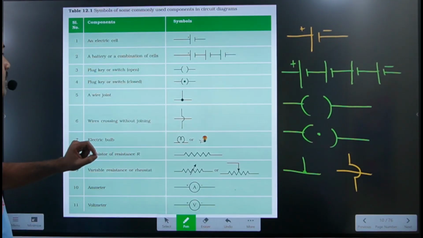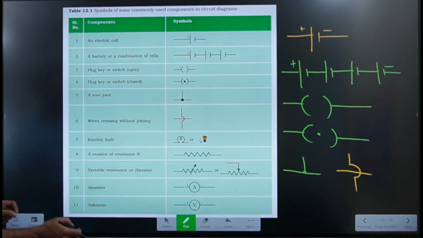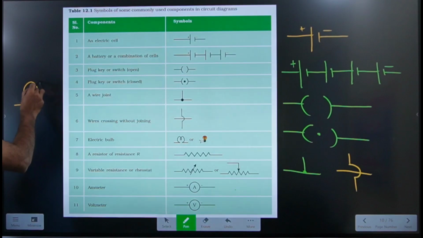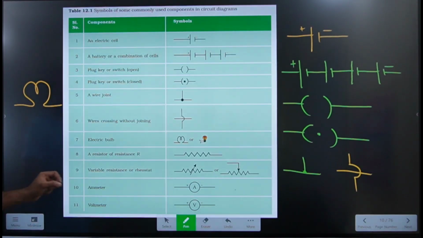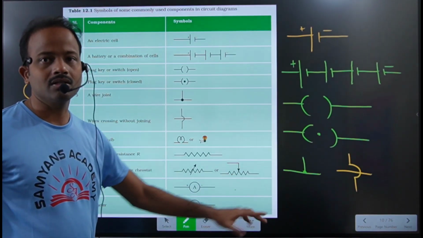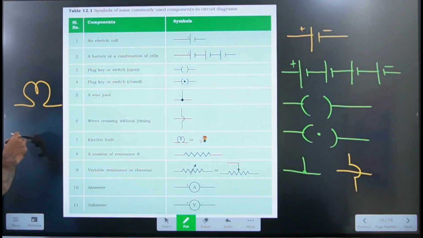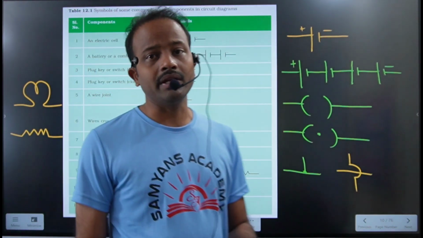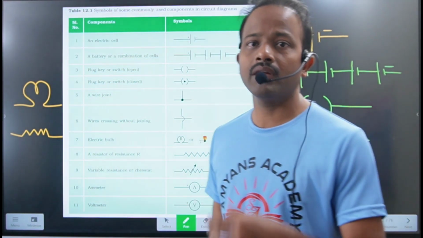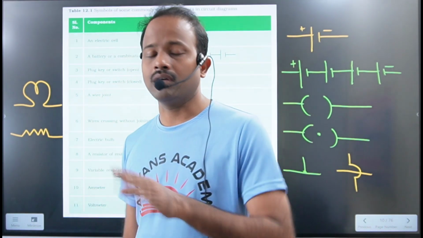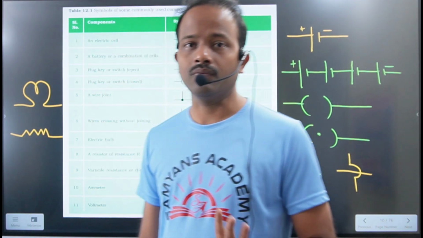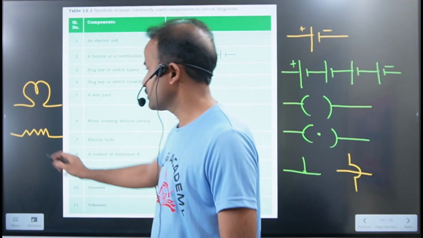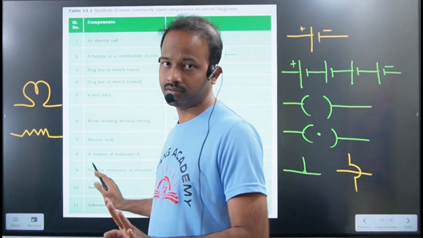And the electric bulb, how do you indicate this? We can indicate the electric bulb with these lines. And the resistor we indicate with this symbol, like speed breakers, which control the speed of the vehicle. Whenever a speed breaker comes, our vehicle speed reduces somewhat, right? Here also, resistors work like speed breakers.